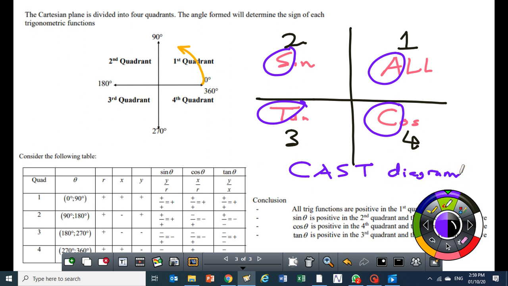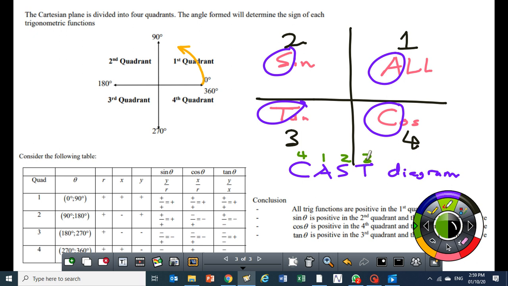This acronym is there to help you recall the trigonometric ratios in the Cartesian plane. Do you hear me? The C is for cos. The A is for all in terms of positivity. The S is for sine. The T is for tan. In terms of quadrant, this will be quadrant 4, that's 1, then 2, then 3. So it's 4, 1, 2, 3, in terms of positivity.